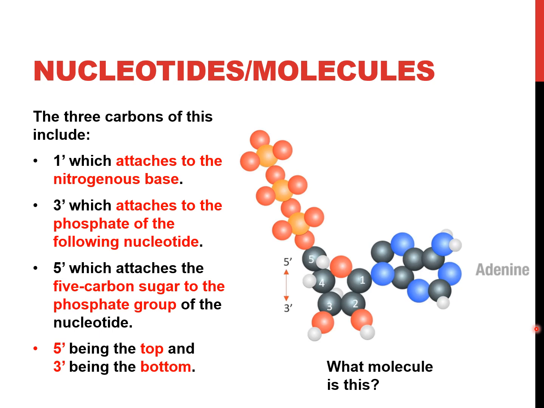So lastly, what is this molecule here called? That's right, you definitely know what it is. Adenine and 3 phosphates. Adenosine triphosphate. Adenosine triphosphate, also known as ATP. Where have we heard of that before?